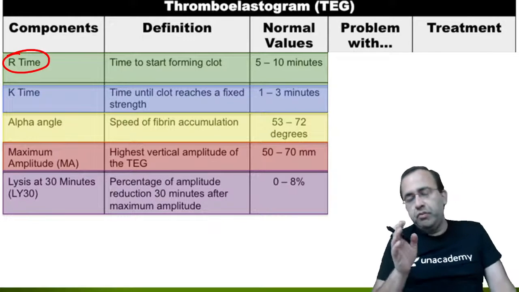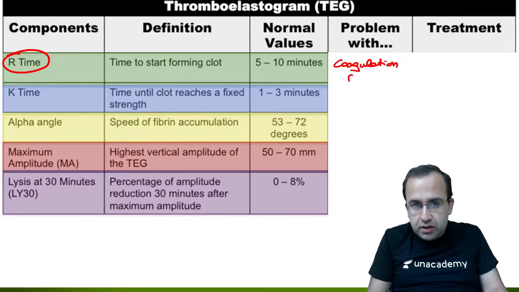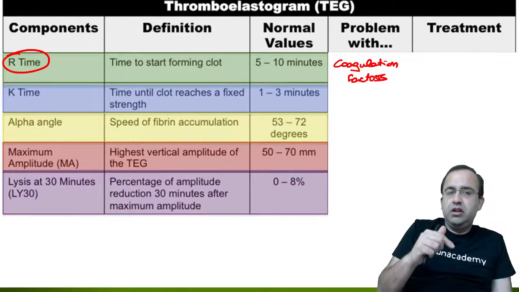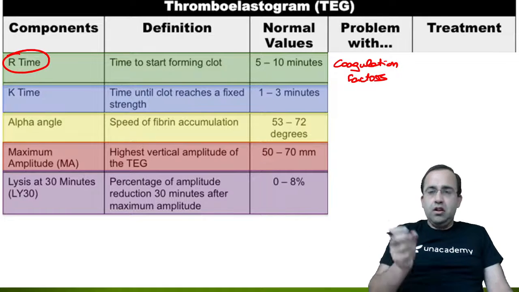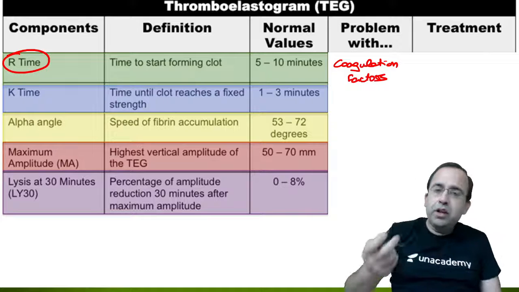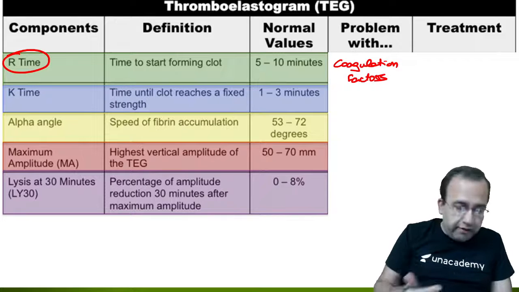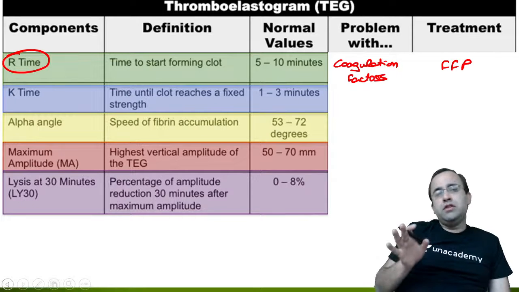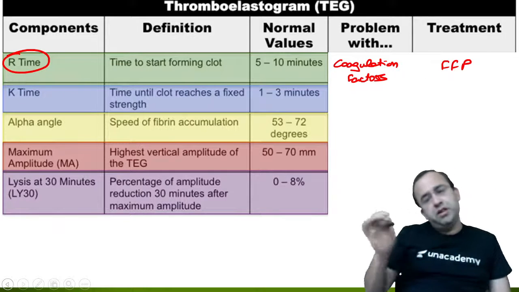If there is a problem in fibrin clot formation, that means it is a problem with coagulation factors. Coagulation factors were either deficient or there were inhibitors against them, as a result of which the reaction time was increased. What is the therapy? I want you guys to tell me this. If there is a deficiency of coagulation factors, which blood component is given? Fresh frozen plasma, FFP. FFP is rich in all coagulation factors except factors 5 and 8. So if there is a problem with coagulation factors, we give FFP.